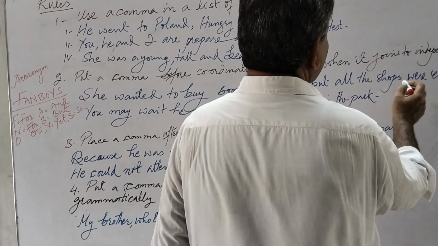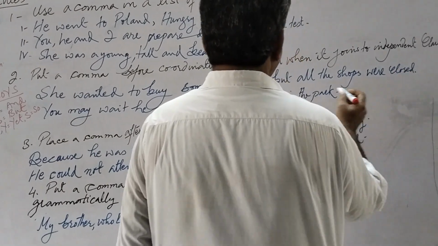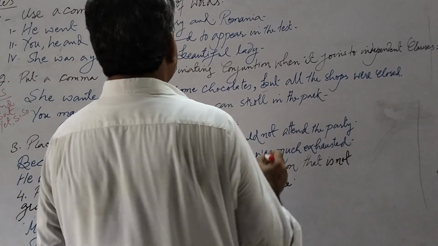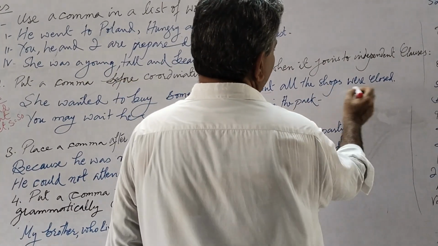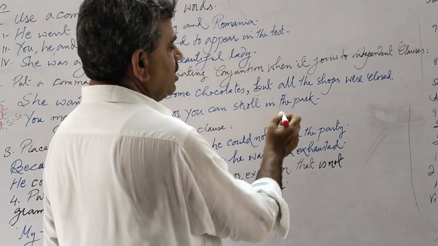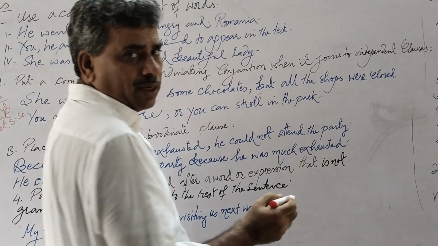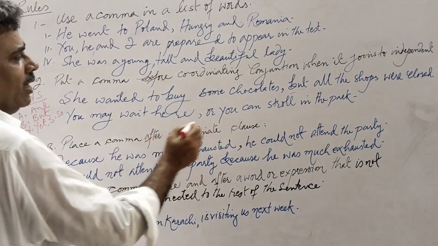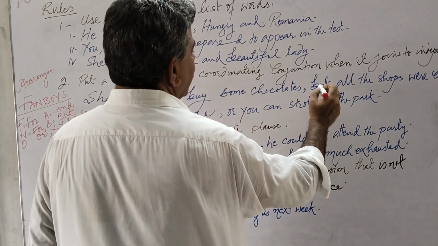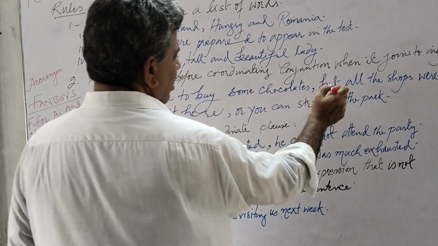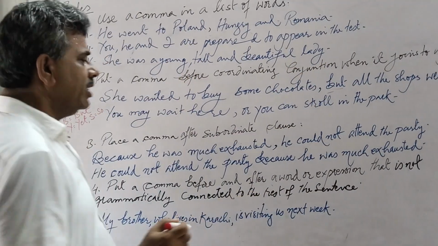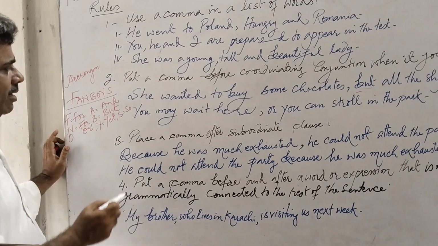But all the shops were closed. But is a coordinating conjunction here. And the second clause is also an independent clause: all the shops were closed. Now when we join both the clauses by any coordinating conjunction, then we have to put a comma before that conjunction. We have another sentence here.